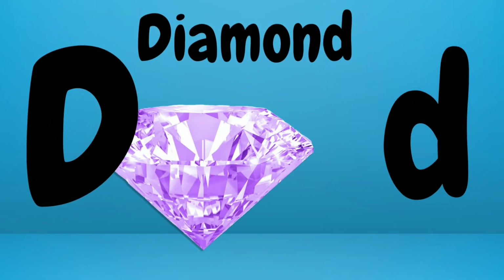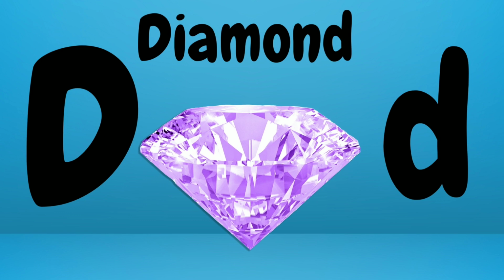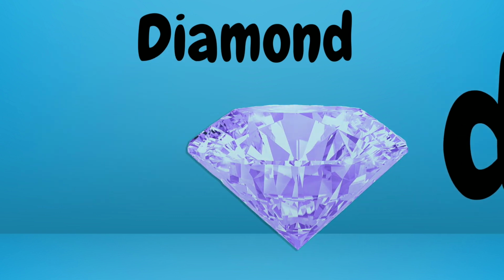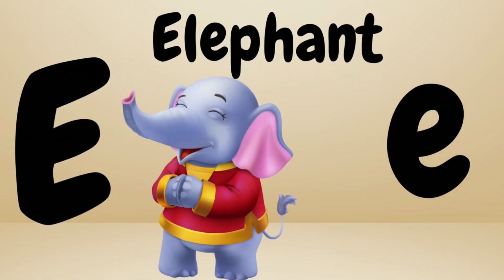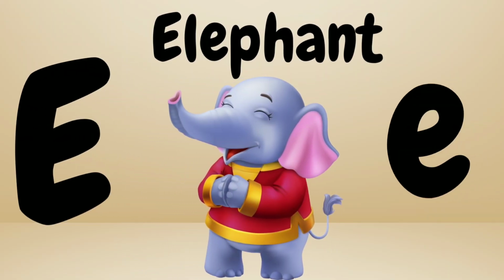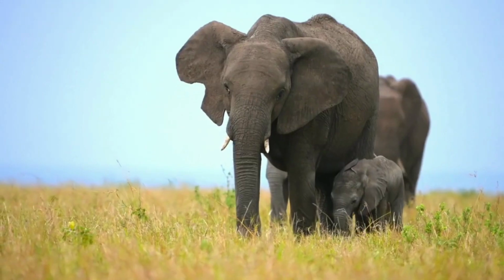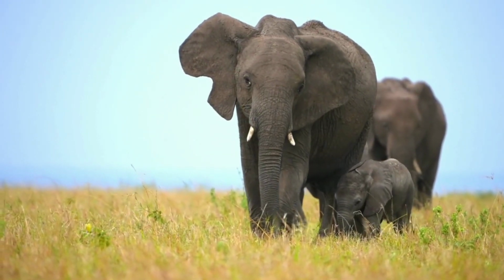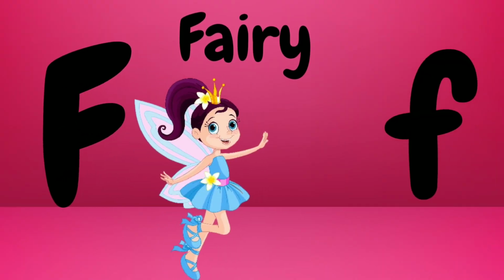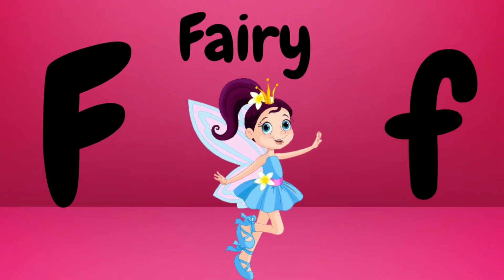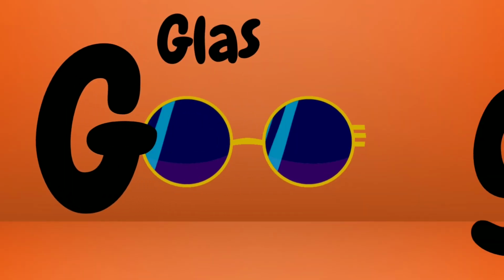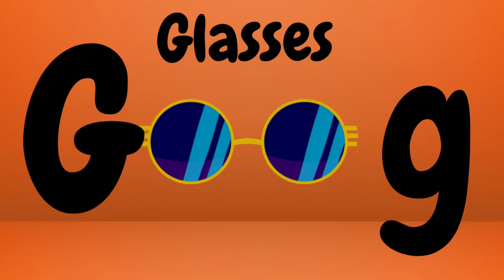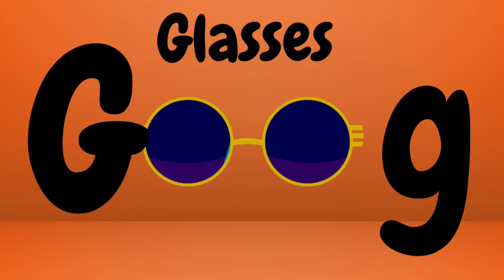D is for diamond, diamond, diamond. This is a diamond. E is for elephant, elephant, elephant. This is an elephant. F is for fairy, fairy, fairy. This is a fairy. G is for glasses, glasses, glasses. This is a glasses.